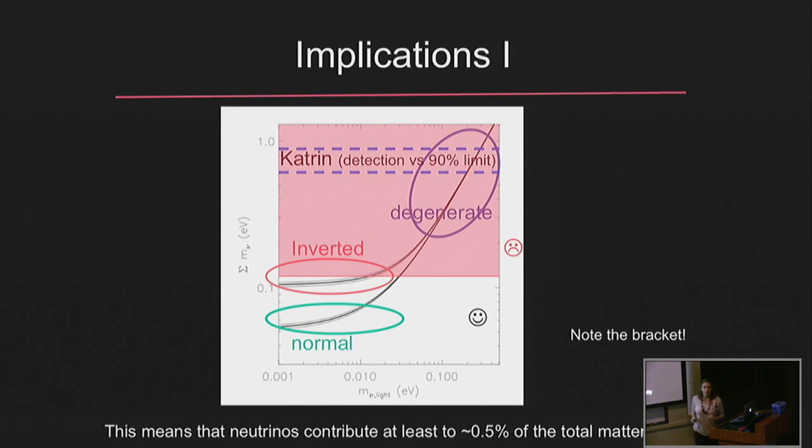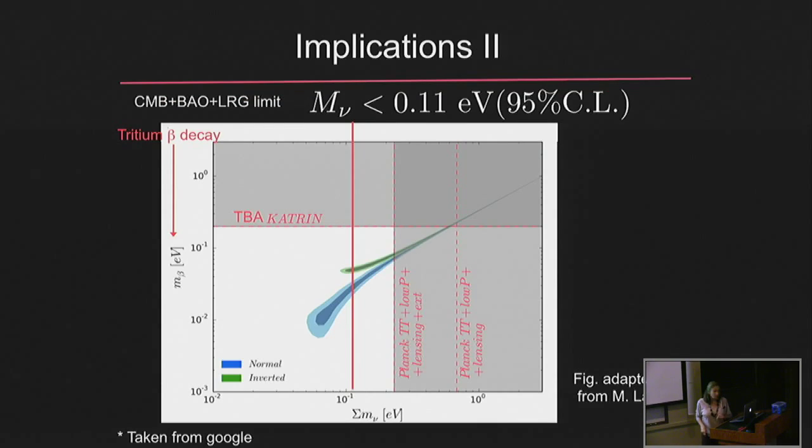So implication number one, since I have another half a minute. This is excluded, this is allowed, not the bracket given by the oscillation, so that's here. Implication number two, for tritium beta decay, cosmology puts the cut here, and this is the sensitivity area, so the inverted hierarchy, there's only a little corner left.